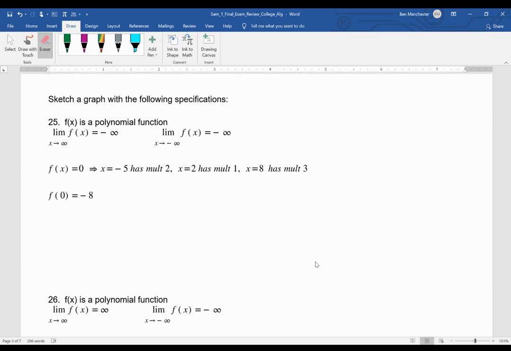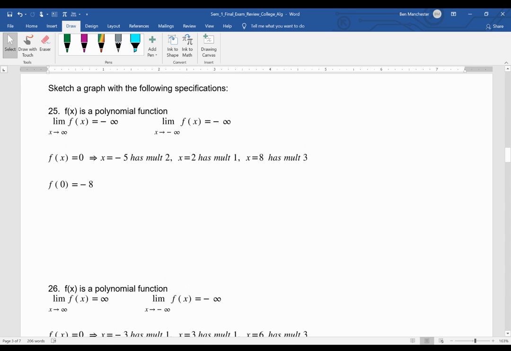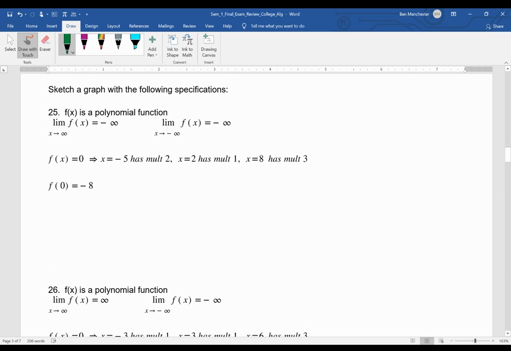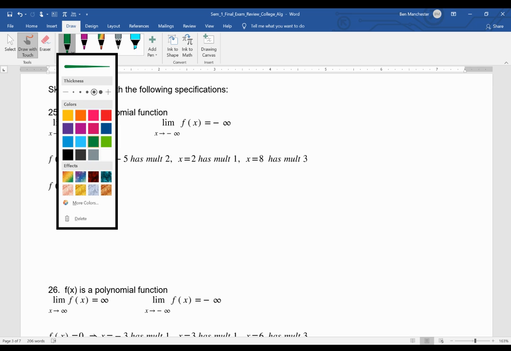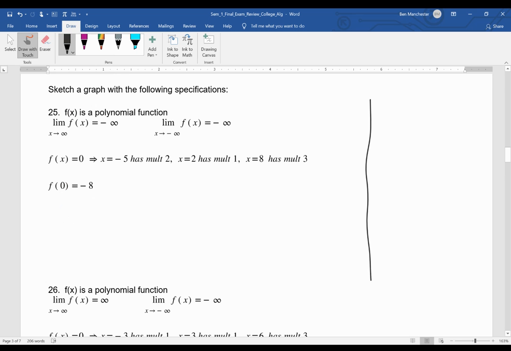Okay, so we're going to talk about how we sketch these polynomials here for a little bit. The first thing we have to do is put on some axes. So let's do that first. Okay, we get some axes going, an x and a y axis.